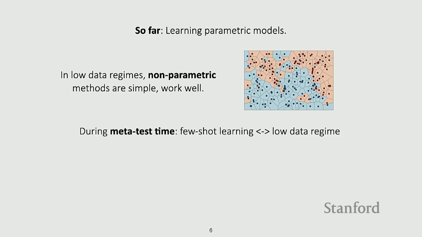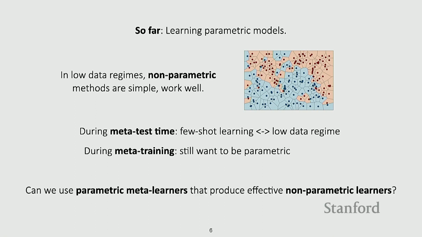And so for this class of meta-learning methods, we can notice that at meta-test time, we are often in this low data regime where we have a few examples, a small training data set. That said, during meta-training time, we still want to be parametric because we will hopefully have a large amount of data that we can use for the meta-training process. And so the idea here is, can we use parametric meta-learners that produce effective non-parametric learners? It's also worth mentioning that some of these methods actually precede the approaches that we've covered so far.